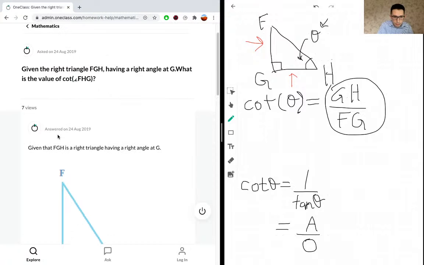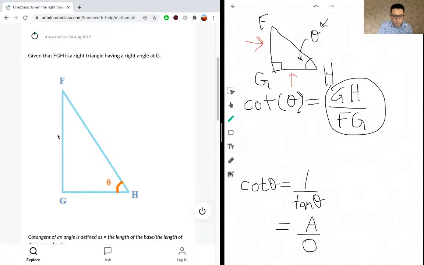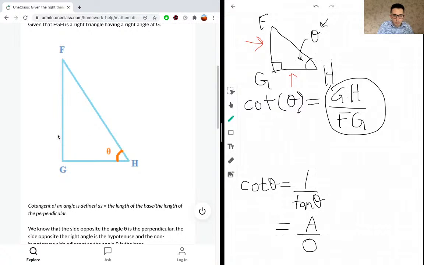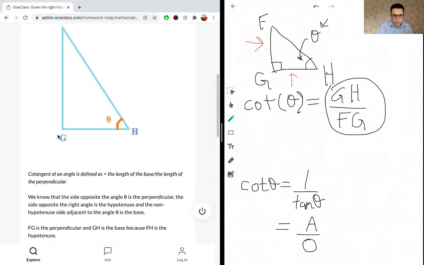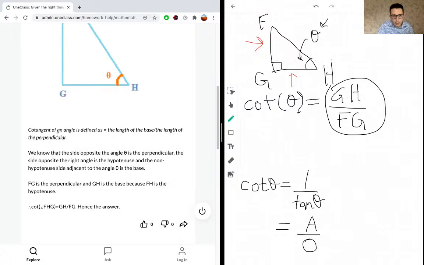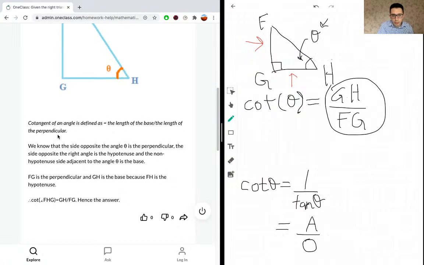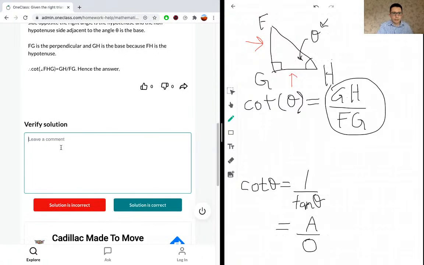So looking at the solution provided, they've drawn out a diagram. We use the same diagram, which is given in the question. Cotangent of an angle is defined as length of base over the length of the perpendicular. So the length of the adjacent over the opposite. So they have therefore cotangent of FHG equals GH over FG. So the answer is correct.